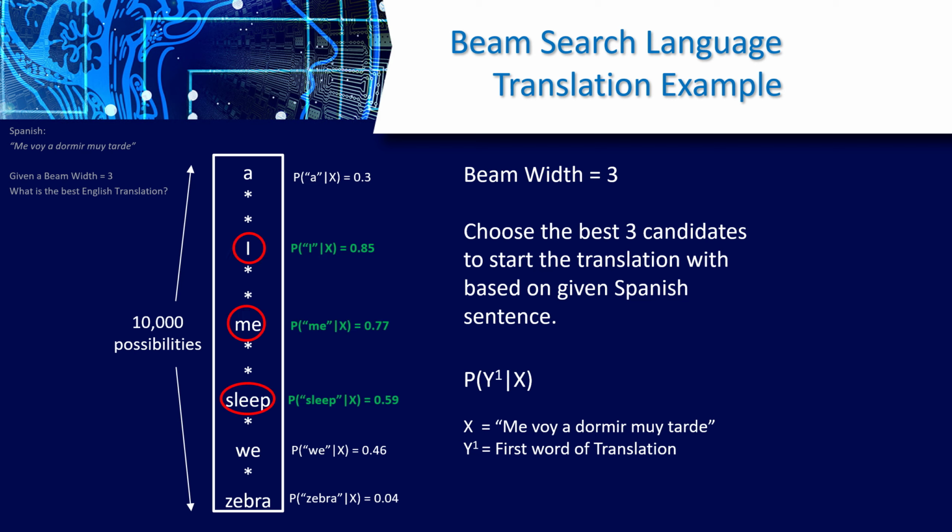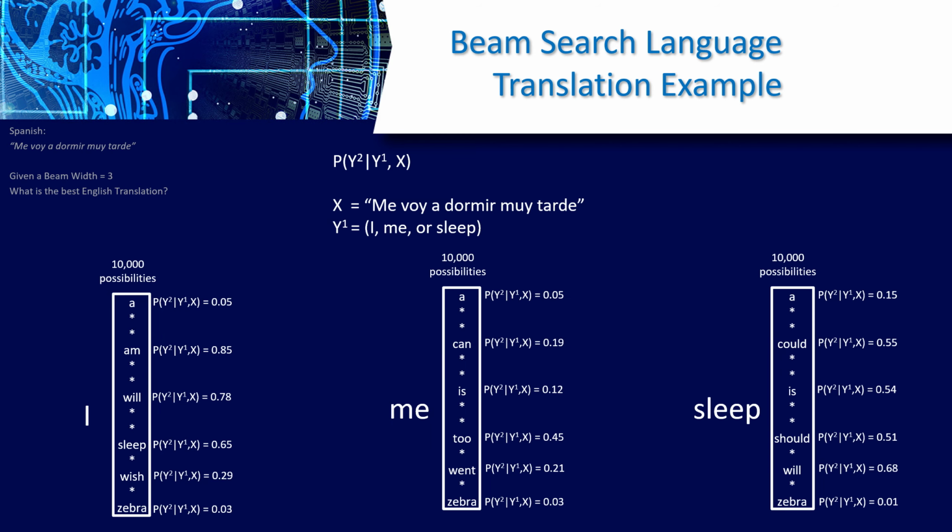So, as you can see, Beam Search has determined that the words I, me, and sleep are the most likely words that the translation should start with since they have the highest probabilities. Now what happens next is that the algorithm creates 3 copies of itself, one for each choice we have selected in the previous step. The formula has now updated to the probability of Y2, meaning word number 2 of the translation, given Y1 and X, our first word selected, and our input Spanish sentence respectively.